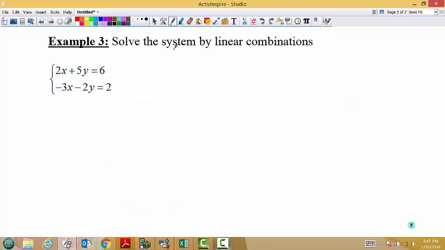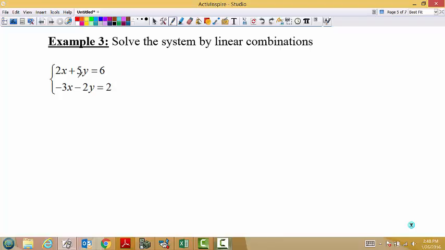Okay. Now it says solve by linear combinations. Now this one's different. Why is it different? Because 2 doesn't go into 3 and 2 doesn't go into 5. These are not multiples of each other. So when this happens, up until now we have multiplied one equation. Now we can multiply both. Okay, if you have to, you can multiply both.